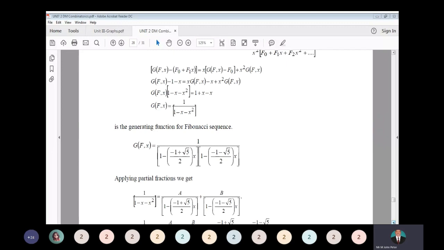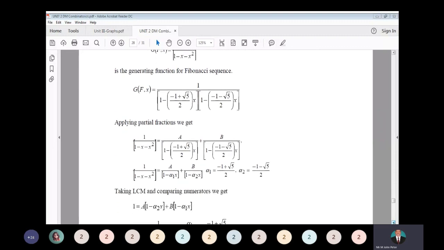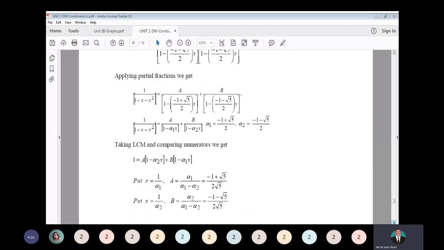That means ax square plus bx plus c equal to 0. In that, to find the root: minus b plus or minus root of b square minus 4ac divided by 2a. Using that concept we can also find the root, and they expand it. So applying the partial fraction, you will get a by first root plus b by second root. That is, take alpha 1 as (−1 + root 5)/2 and alpha 2 as (−1 − root 5)/2.